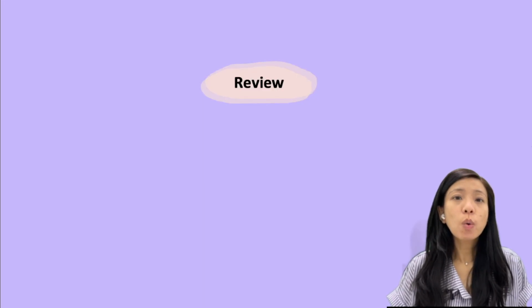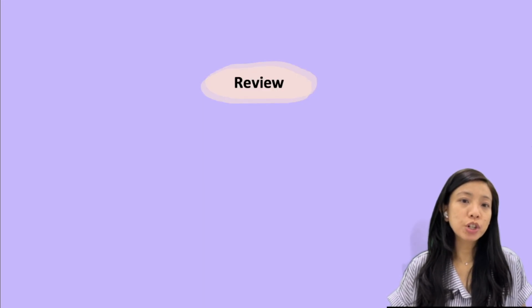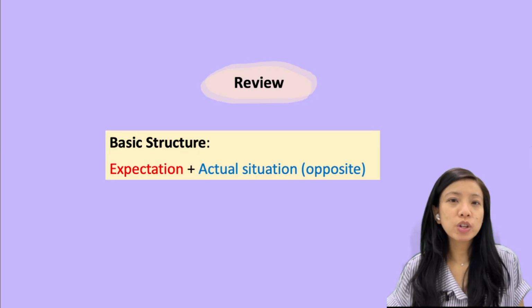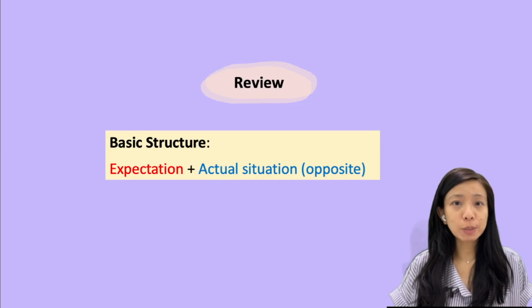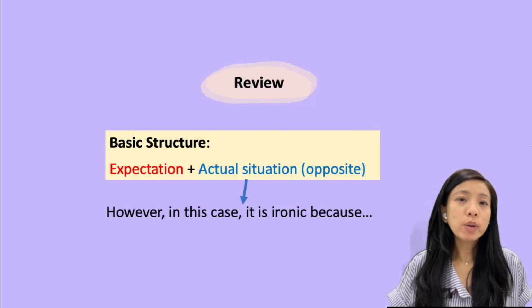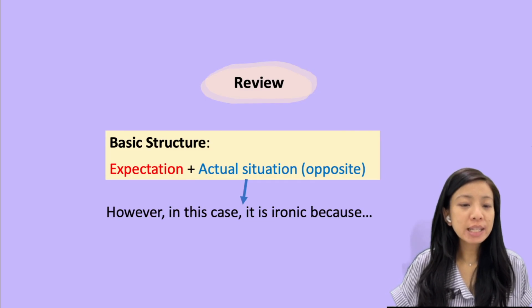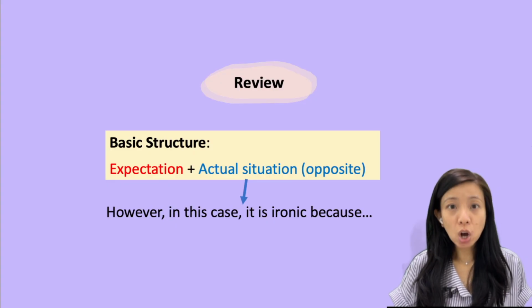Let's review what we have learned today. Whenever we're asked to explain or state the irony in a text, what we need to do is to follow this basic structure where we first state the expectation of the situation and then we give the actual situation, which is the opposite of the expectation. And remember, when we are stating the actual situation, we can use these words. However, in this case, it is ironic because.